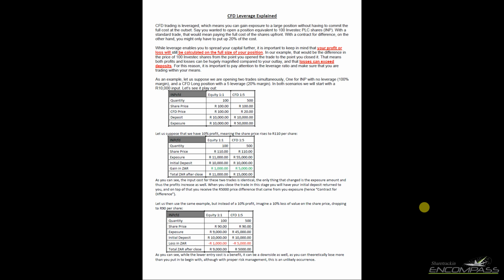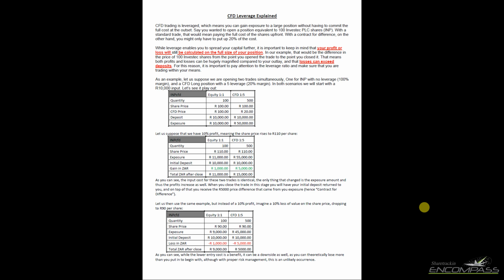So the quantities are going to be different here. For your normal equity, if you were to put in 10,000 Rand, this share is worth 100 Rand per. So you'd be putting in 10,000 Rand to get 100 shares. Whereas if you were trading it on CFD, you're putting in 10,000 Rand, but now you're only paying 20% of the cost of a share. So you're only paying 20 Rand for each one of these shares. So now you can buy a lot more. You can buy 500 shares, which totals to 50,000 Rand of exposure.